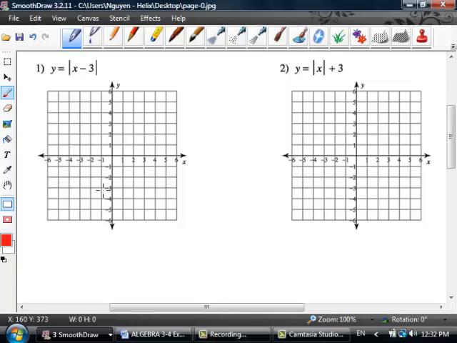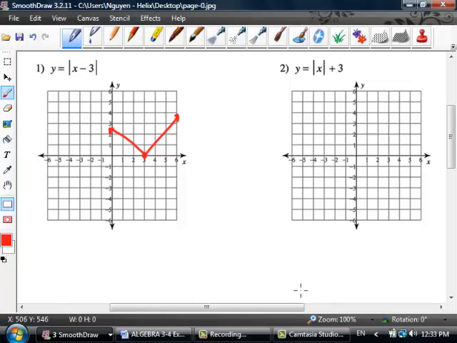Anyone know? Jessica Bradshaw. It's going to be to the right 3, opposite of your intuition, right? And it's a V like that. If you basically give me this on your quiz tomorrow, full credit. All right? What about number 2?